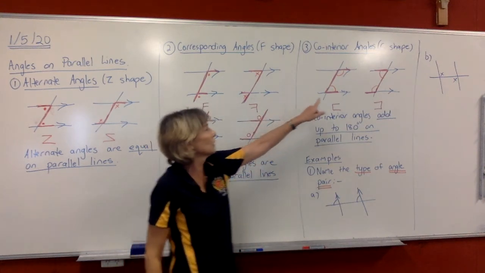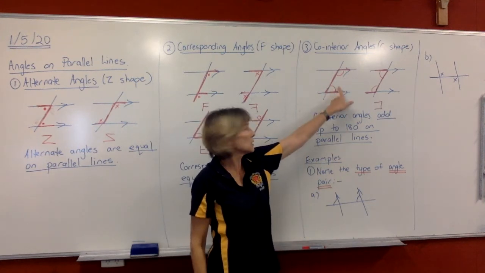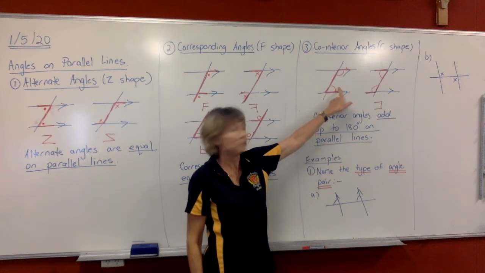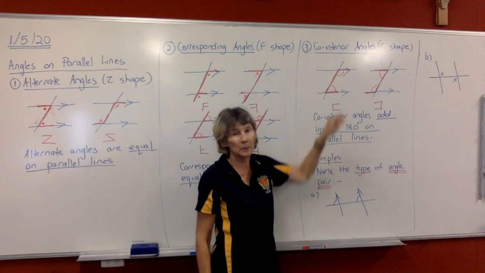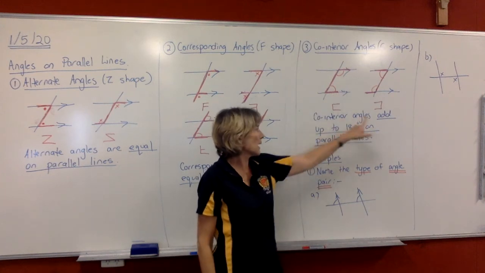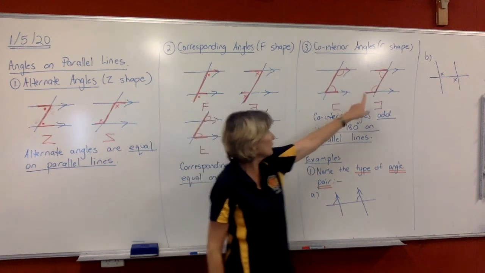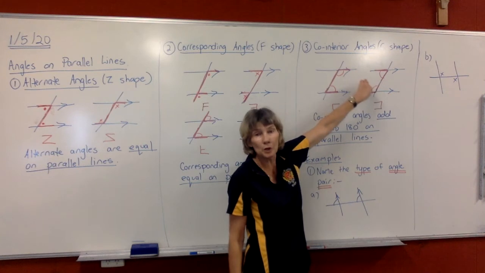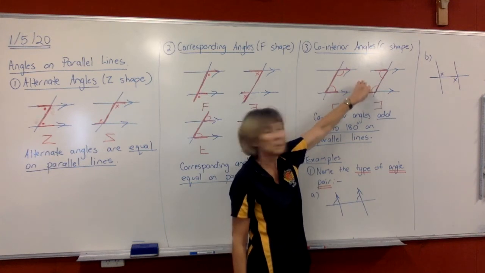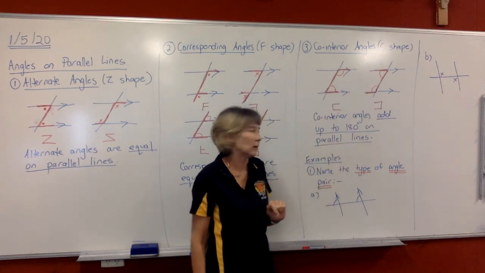Now you can see by looking at these, they are definitely not equal. This angle looks like an acute angle. This angle looks like an obtuse angle. So there's definitely not going to be equal. So for these ones, they actually add up to 180 degrees on parallel lines. Same over here. This one looks like an acute angle. This one looks like an obtuse angle. They're definitely not equal. So if they don't look equal, they're definitely not going to be equal. So the co-interior angles add up to 180 degrees on parallel lines.